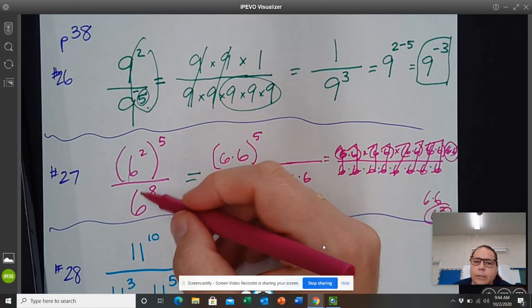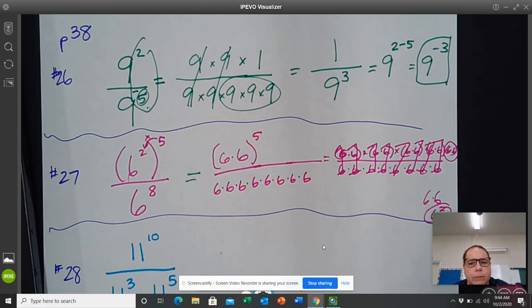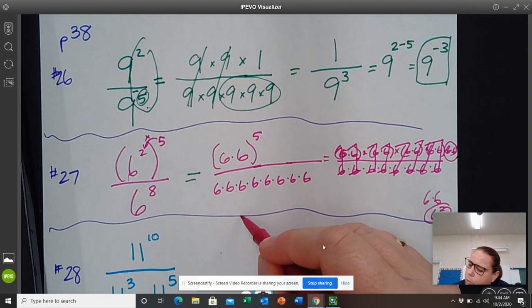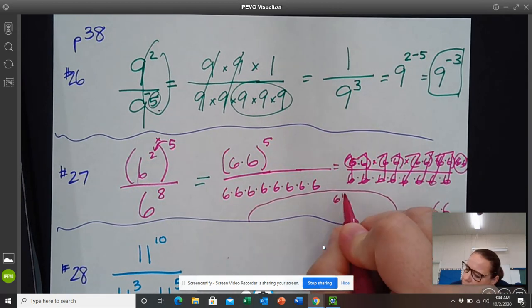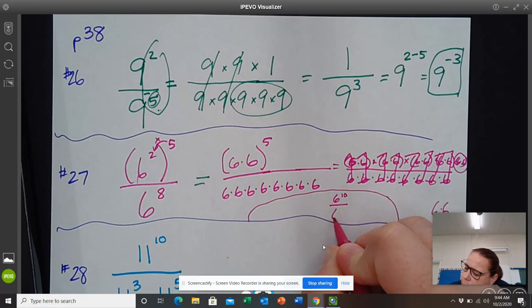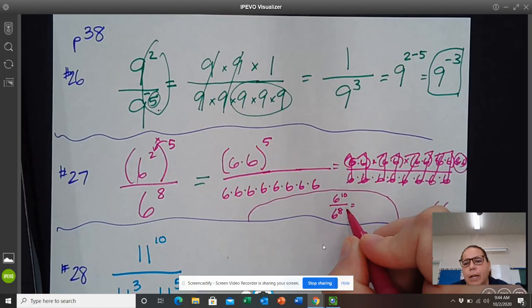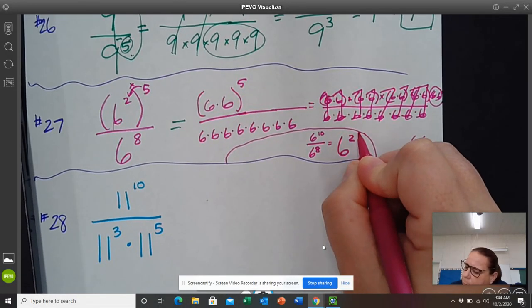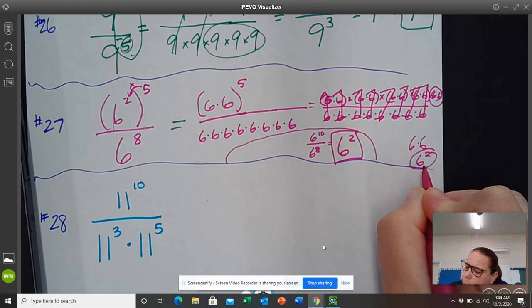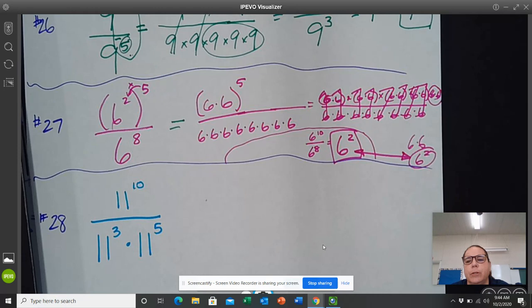So what does that look like if we use the rules? Well, we would have multiplied here, so I'm gonna squeeze that down in here because it doesn't take much room. So that would be 6 to the 10th over 6 to the 8th. And then what's the rule here? We're dividing, so we subtract the exponents. So then that would be 6 to the 2nd power. So if you use the rules, it goes a lot faster, it's a lot easier, but you still get the same answer.